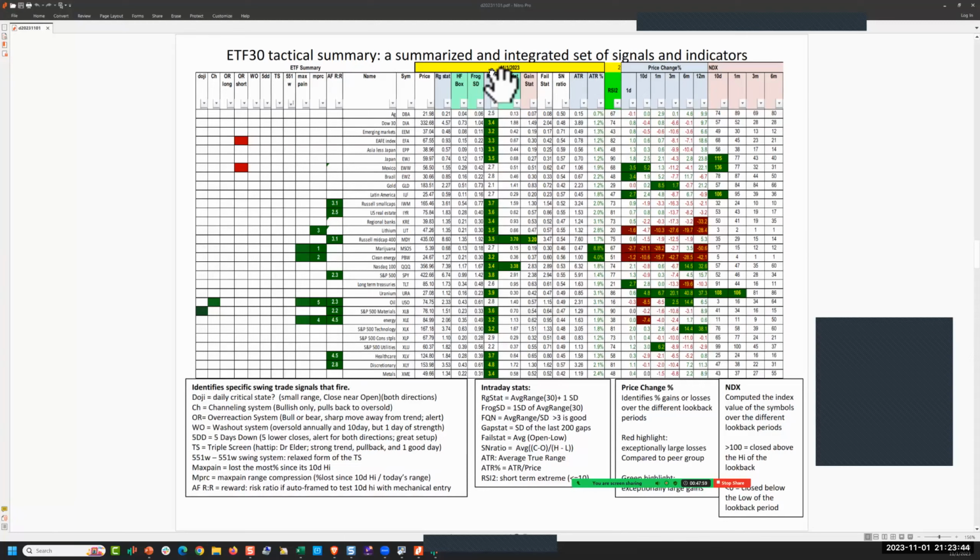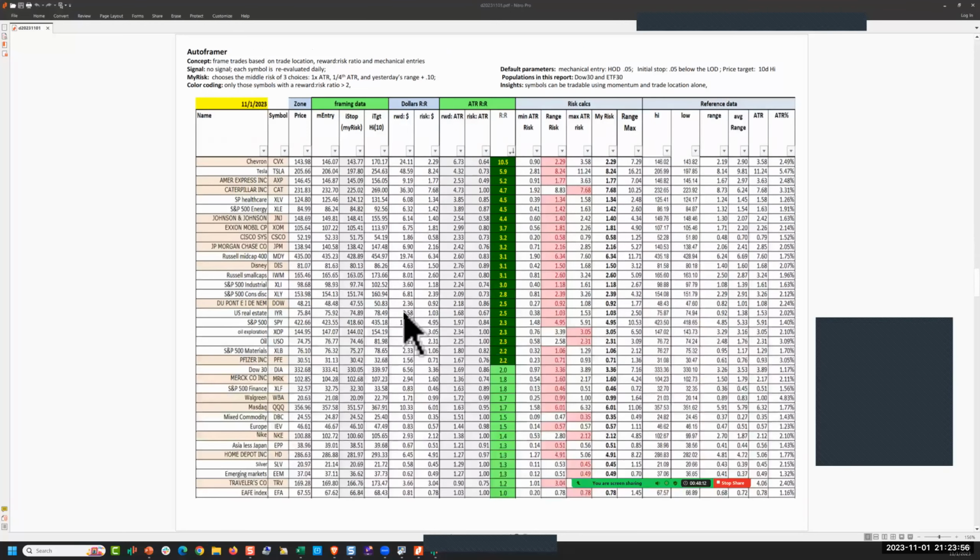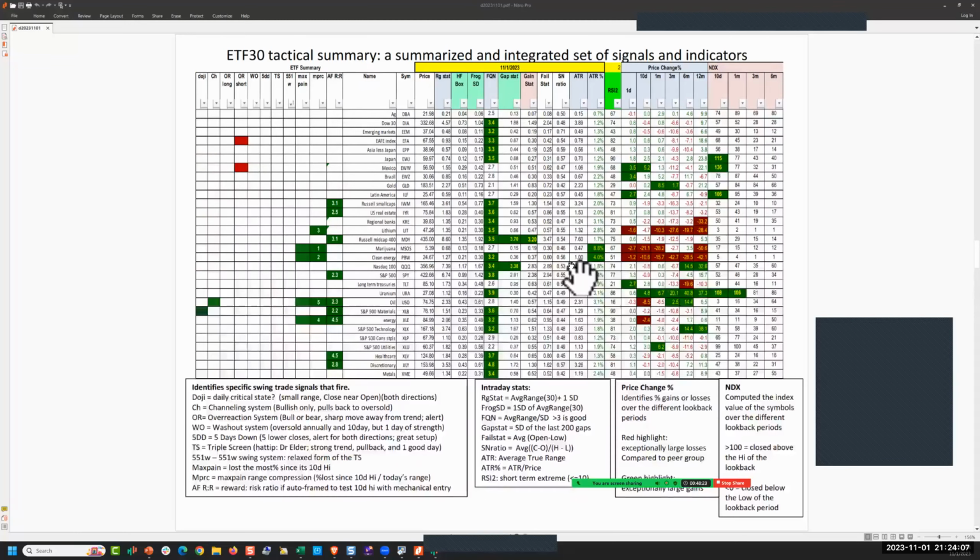ETF, same issue. Lots of auto framers favorable. Lots of good fraud quality numbers that are high. XLK leading the way. Buyer's market for the auto framer. Tesla's at 6-1. Uranium was pretty good. My brother wanted me to come back and highlight that. Yeah, uranium still showing goodness.